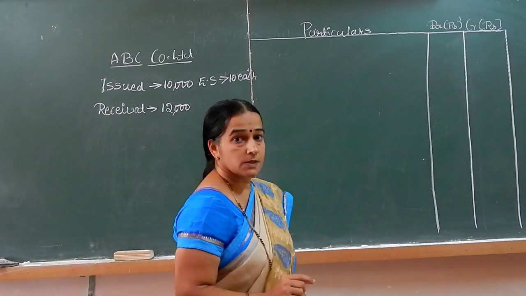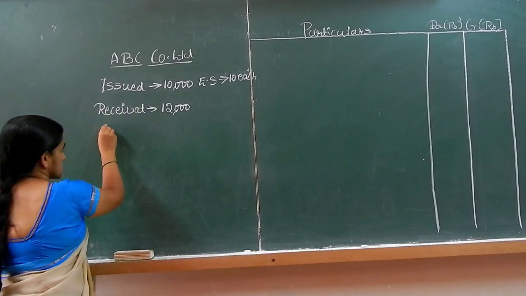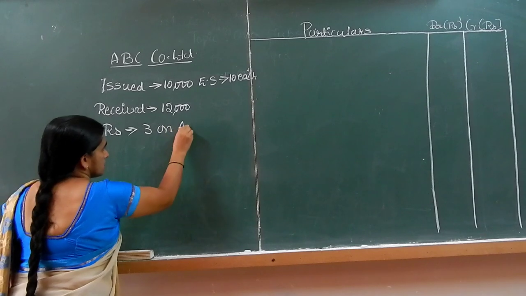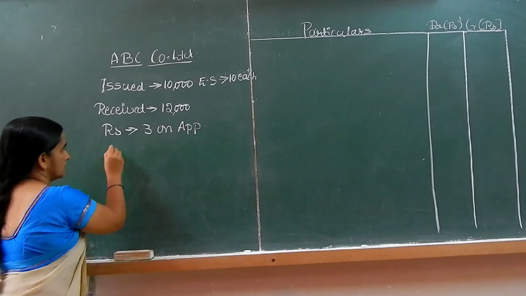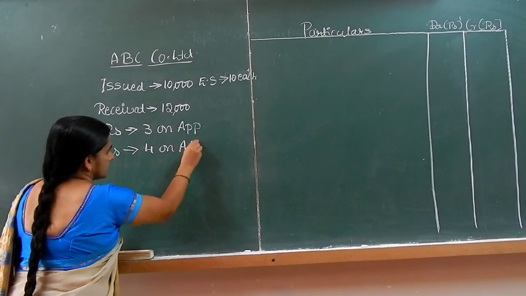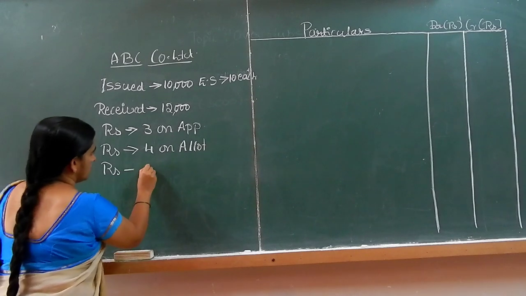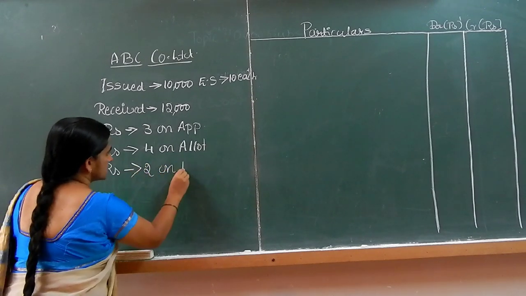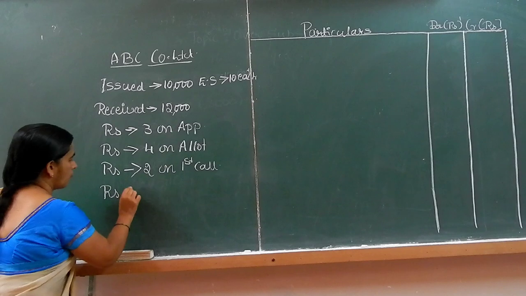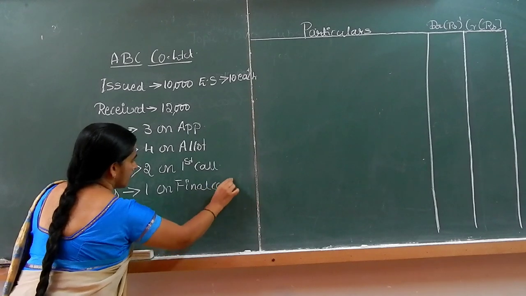The amount was payable as follows: rupees 3 on application, rupees 4 on allotment, rupees 2 on first call, and rupee 1 on final call.